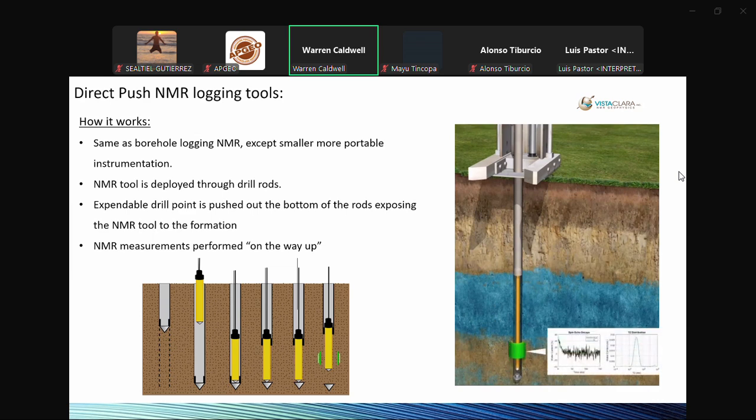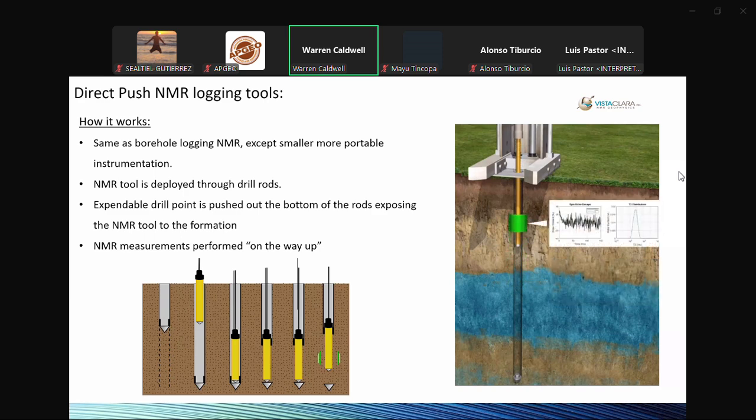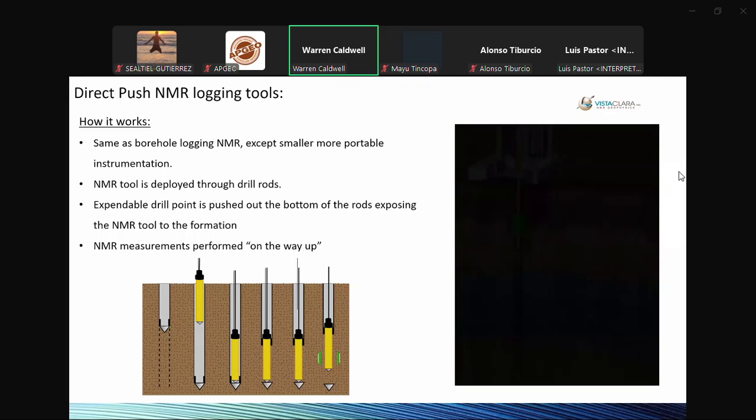So, I mentioned that NMR can measure through PVC casing. It can log in open boreholes and in PVC casing, but it cannot log through metal. So that's why in this direct push integration, the probe is suspended from the bottom of the rod string, because the probe can't operate through the metal rods.